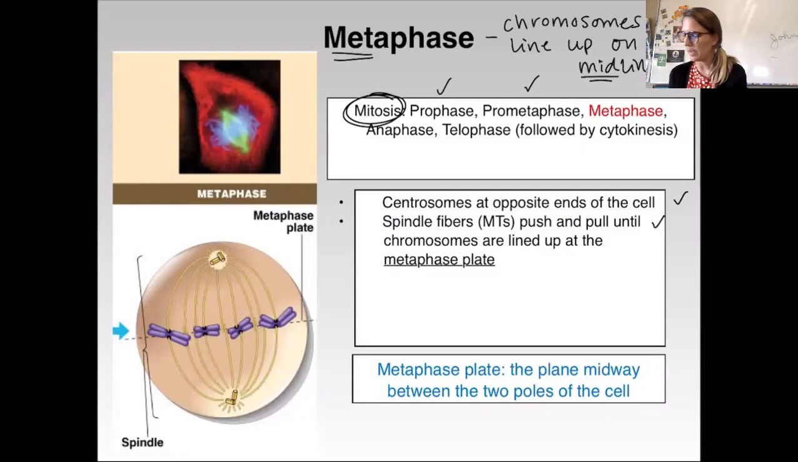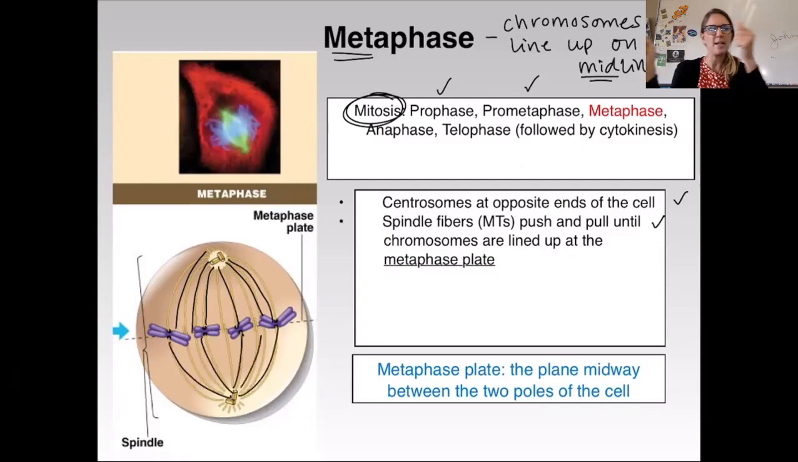Here we have centrosomes at fully opposite sides of the cell, and we have spindle microtubules growing out. They're already attached to the kinetochore of these chromosomes. And they have basically a tug of war. They push and pull from both sides until the chromosomes are lined up perfectly at the midline. This is sometimes called the metaphase plate, all right?